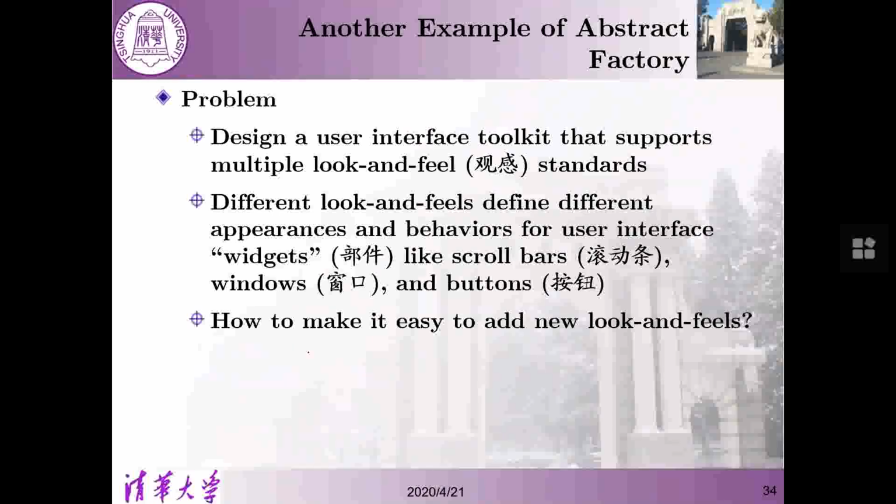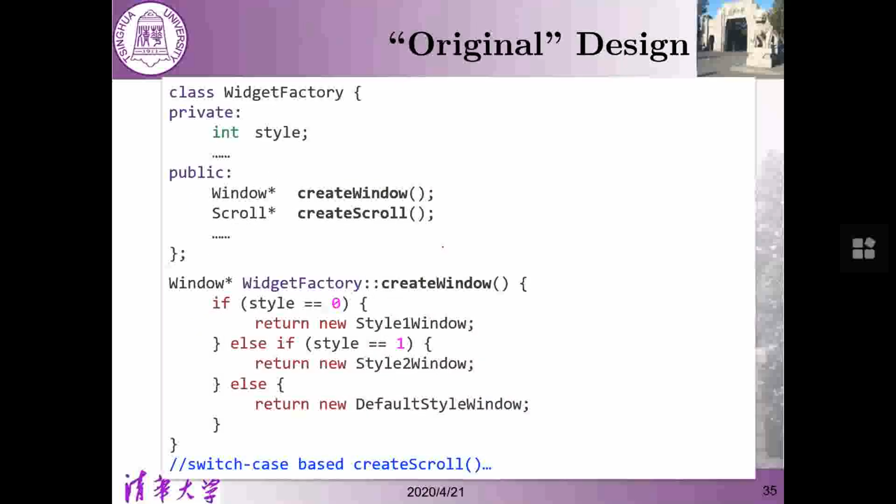Another example of the abstract factory. Here we want to design a toolkit for the look and feel standards. For example, we all know that in Windows and in Linux, we have different look and feel for the different widgets, different windows and buttons, very different look and feel, right? So how to make this design easier? For example, our original design, this design actually is not good.